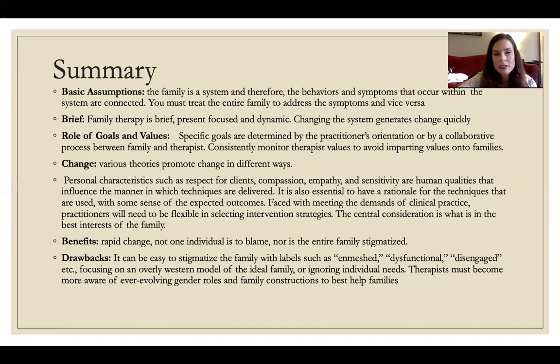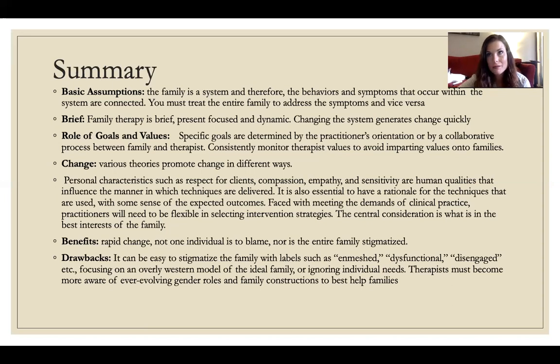And the role, goals, and values. Specific goals are determined by the practitioner's orientation and by a collaborative process between the family and therapist. So we're always going to work with what they're wanting to change, of course. We consistently monitor therapist values to avoid imparting values onto families. Various theories promote change in different ways. So again, if you take the marriage and family therapy class, we'll have an entire class just like this on various theories in family therapy.